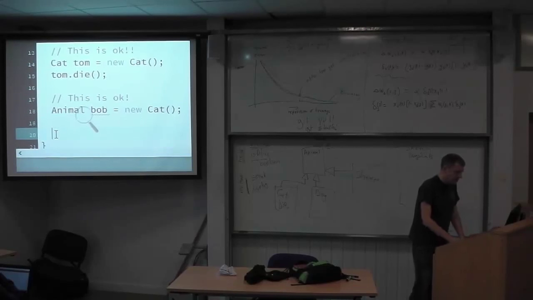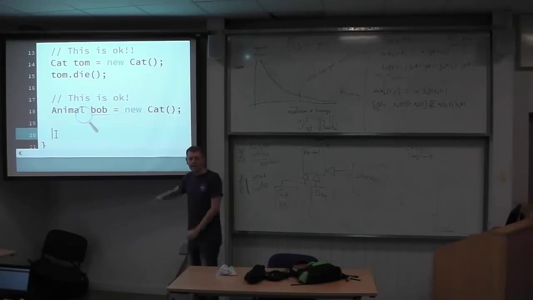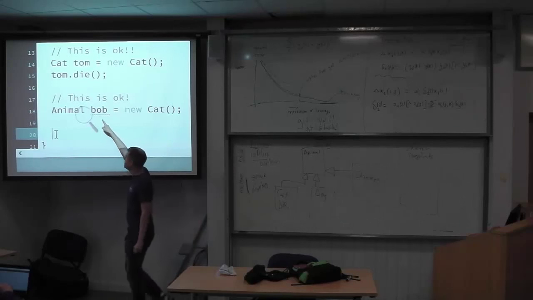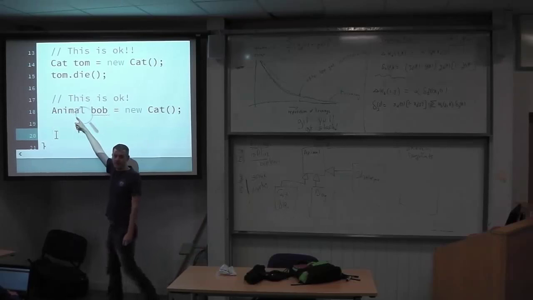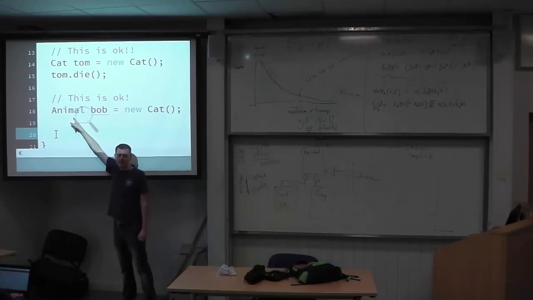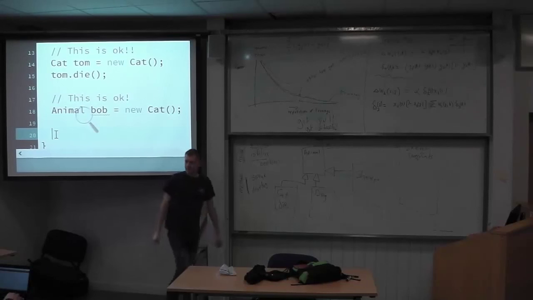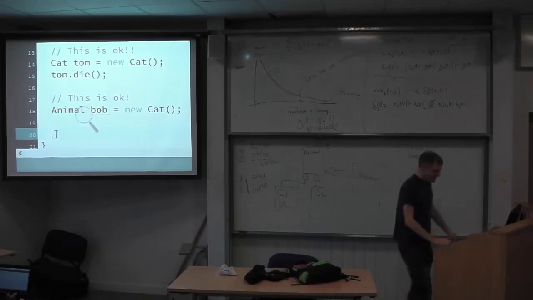Okay, so look, you can also write this code here. Animal Bob equals new cat. Again, this is okay, because this is saying the type of Bob is animal, but its instance is cat. And this is okay because cat is a subclass of animal. Everybody see that this is okay? Yeah. Happy? Yeah.